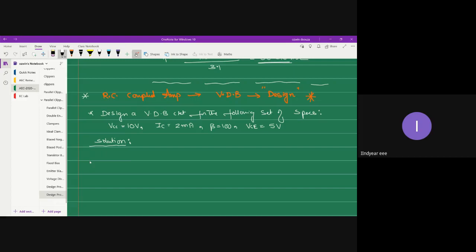Now, when there are multiple unknowns, you cannot simply assume R1 is so much, R2 is so much, because you do not know. Random resistance values may not fix your Q point at the center of the load line. To solve this problem, somehow you have to use the Q point specs while designing the resistances, because only then will you be able to fix the Q point at the center of the load line.